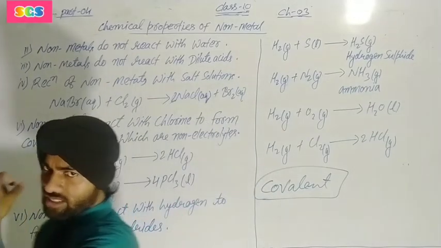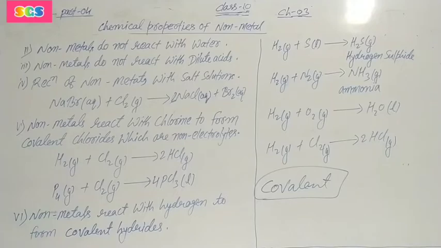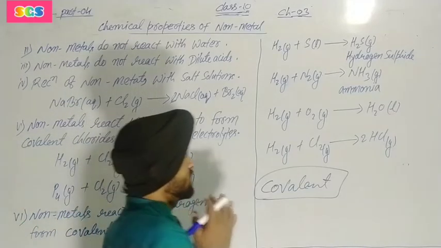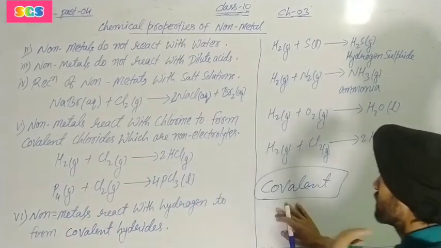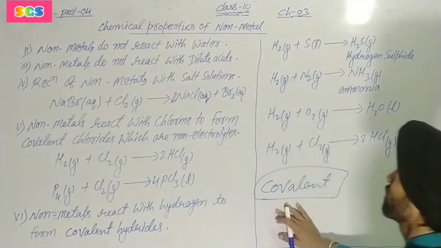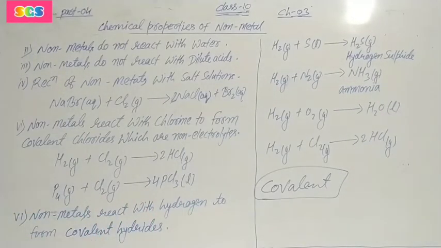Next chemical property of nonmetals is that nonmetals react with hydrogen to form covalent hydrides. Nonmetals react with what? Nonmetals react with hydrogen to form what? Covalent hydrides. So they form covalent hydrides when they react with hydrogen. Okay, so we will take the example of hydrogen and sulfur.